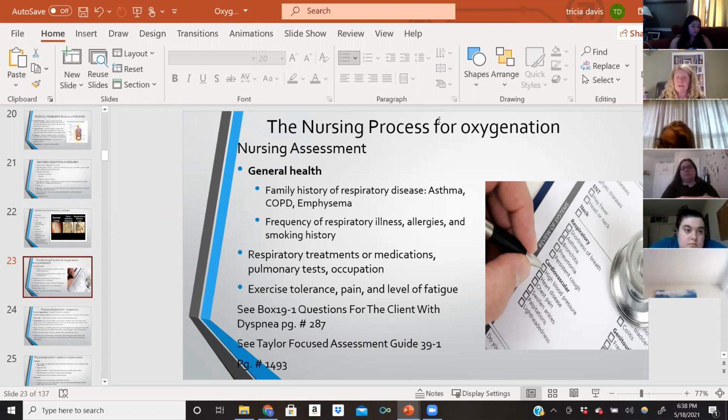Do they take any respiratory treatments now? Do they take albuterol every day? Do they have a rescue inhaler? If they have these things, it's going to be indicative of some type of respiratory issue.